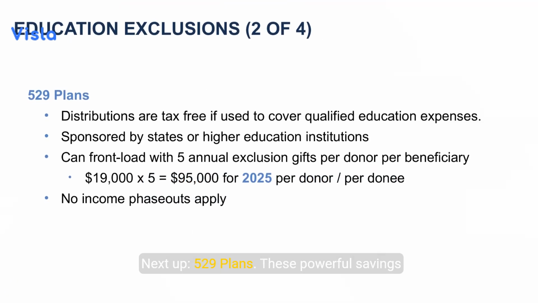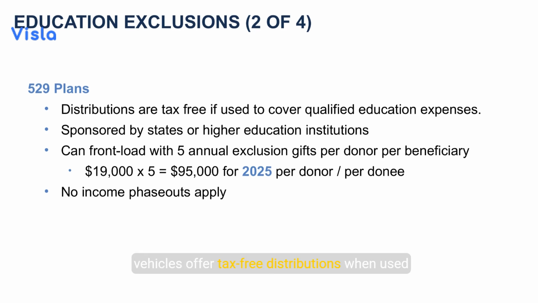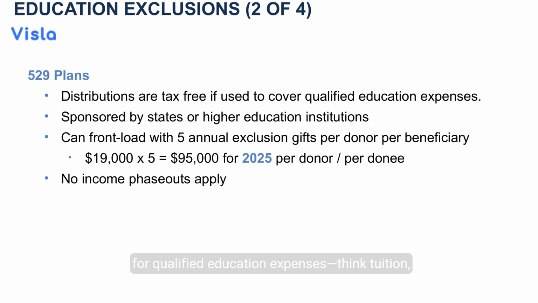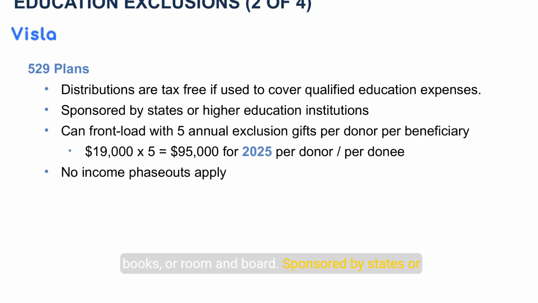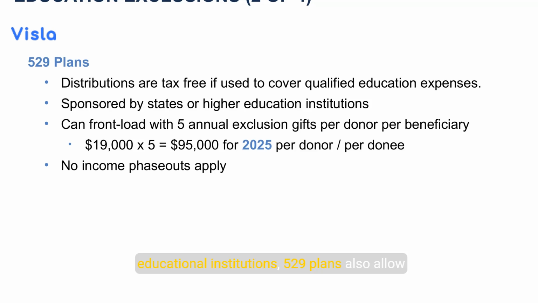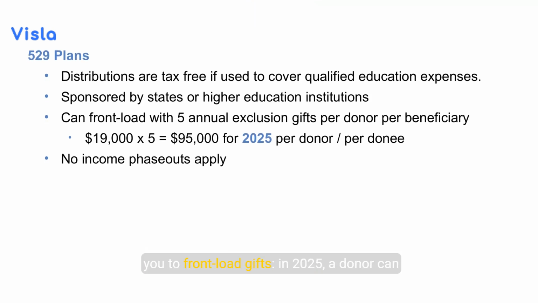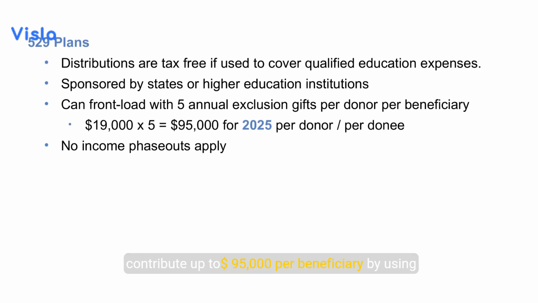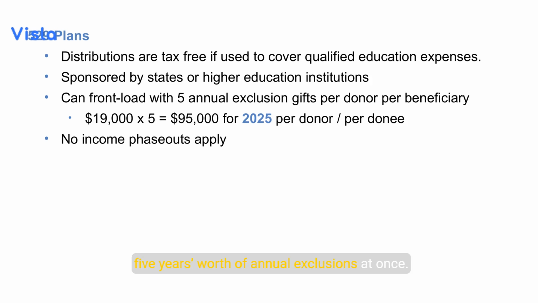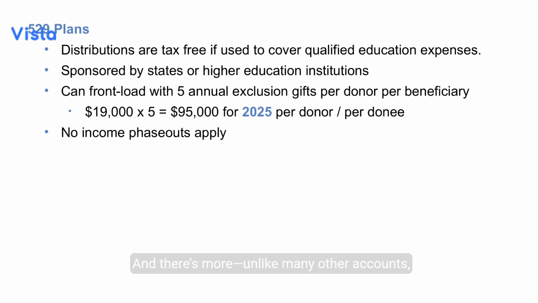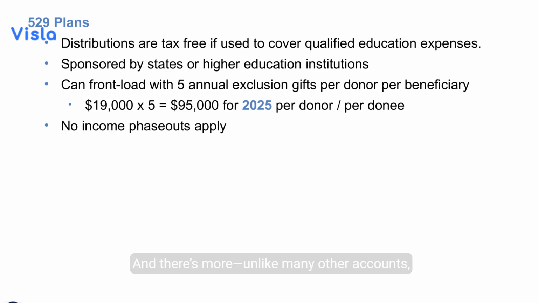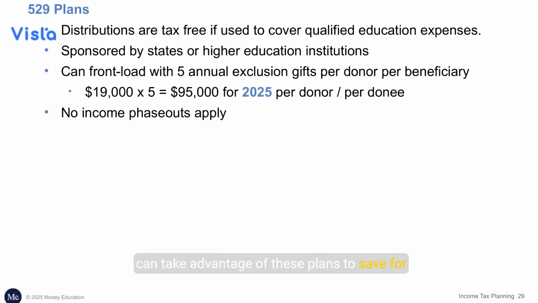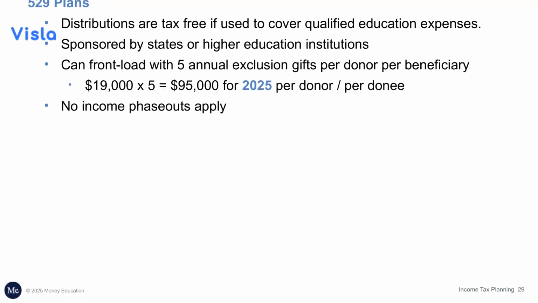Next up, 529 plans. These powerful savings vehicles offer tax-free distributions when used for qualified education expenses. Think tuition, books, or room and board. Sponsored by states or educational institutions, 529 plans also allow you to front-load gifts. In 2025, a donor can contribute up to $95,000 per beneficiary by using 5 years' worth of annual exclusions at once. And there's more. Unlike many other accounts, there are no income phase-outs. That means anyone can take advantage of these plans to save for future education costs.